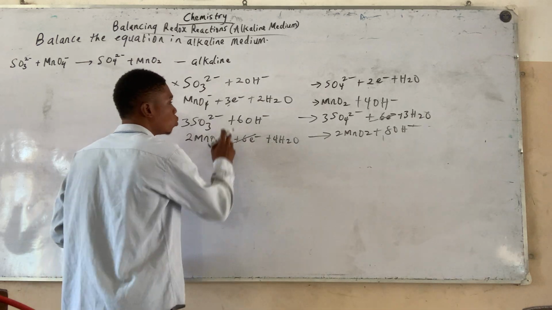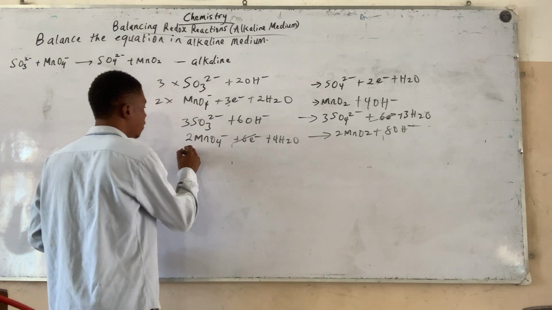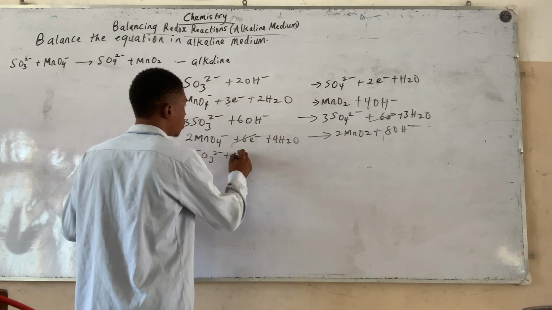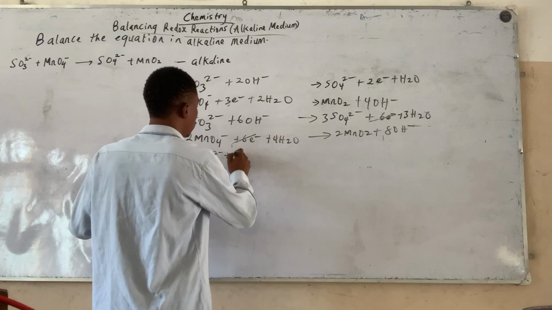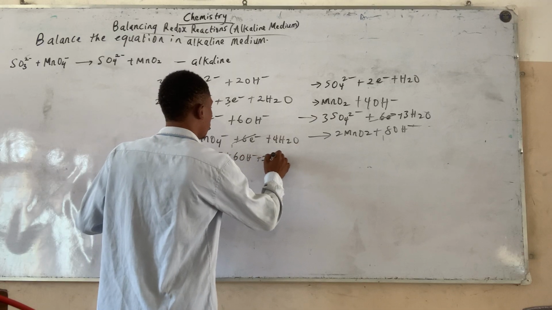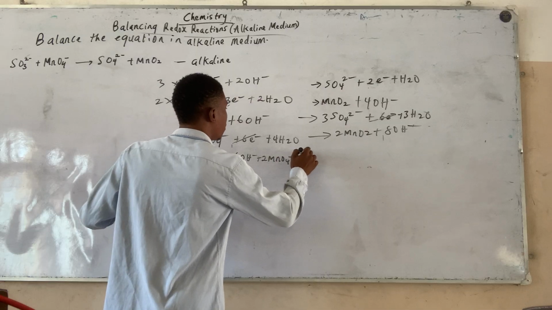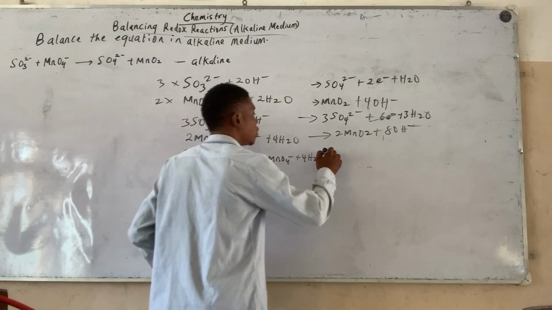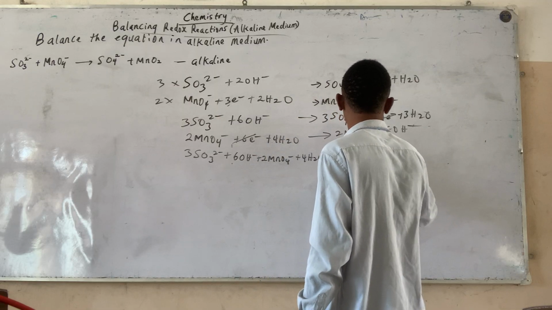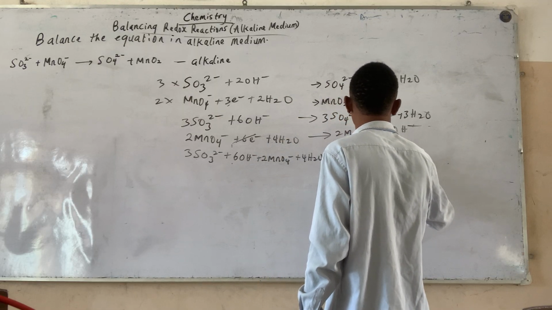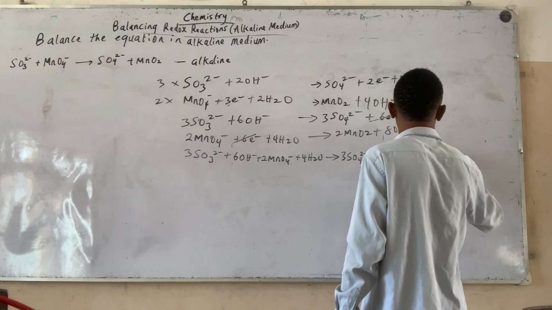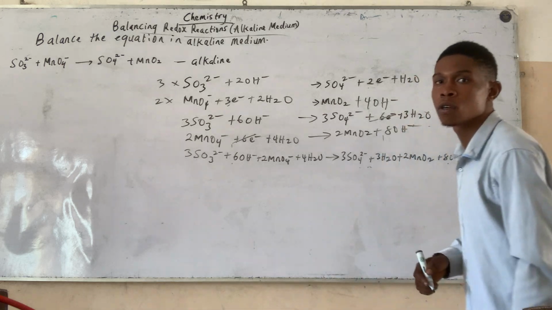Then you can rewrite these equations, these two equations on one side. So you'll be having 3SO3 2 minus plus 6OH minus plus 2MnO4 minus plus 4H2O, giving us 3SO4 2 minus plus 3H2O plus 2MnO2 plus 8OH minus.